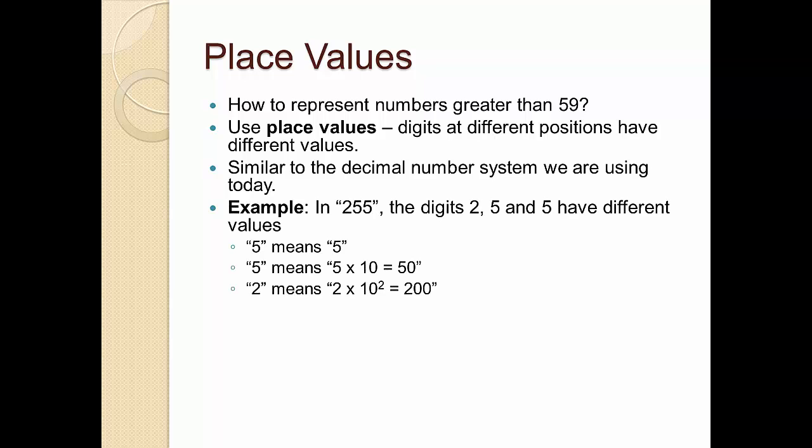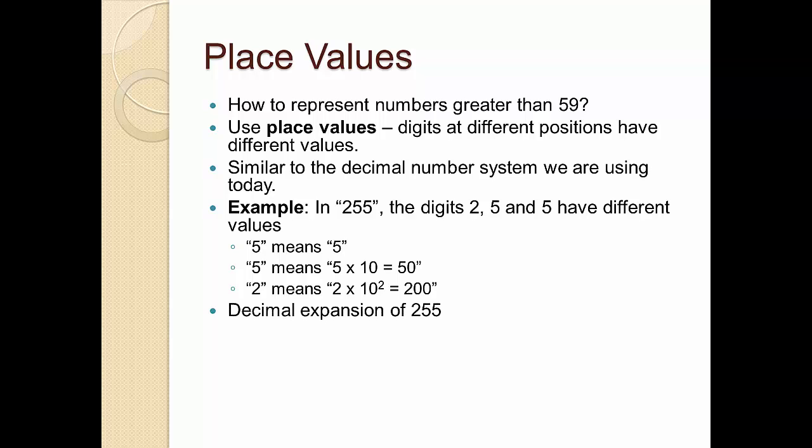For example, consider the three-digit number 255 in a decimal number system. The digits 2, 5, and 5 obviously have different values. The rightmost digit 5 actually means 5. However, the middle digit 5 is not 5 anymore, but 5 times 10 equals 50. Generally speaking, the middle digit is for counting the number of tens. For the leftmost digit 2, it means 2 times 10 squared equals 200. That is to say, the digit counts the number of hundreds.